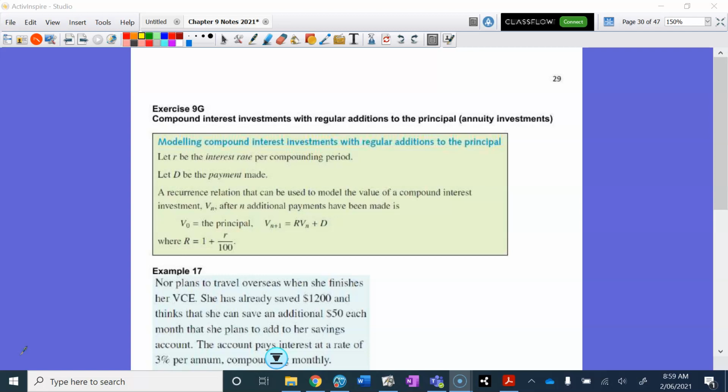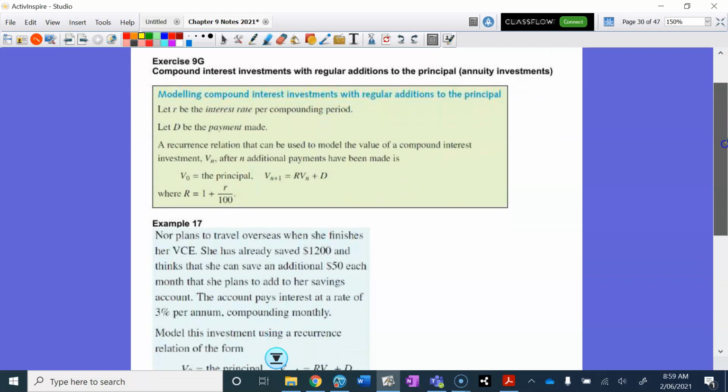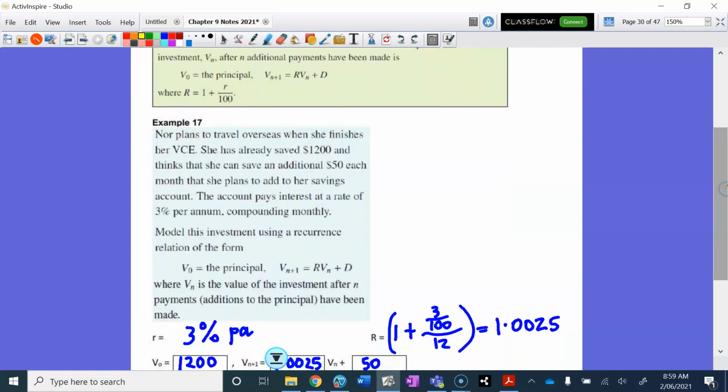Okay, so also referred to as a compound interest investment with regular payments or regular additions to the principal. So what's happening in this sort of situation? Example 17 on page 29 of your booklet refers to a person, Noor, travelling overseas when she finishes VCE. She's already saved $1,200 and thinks that she can save an additional $50 each month.